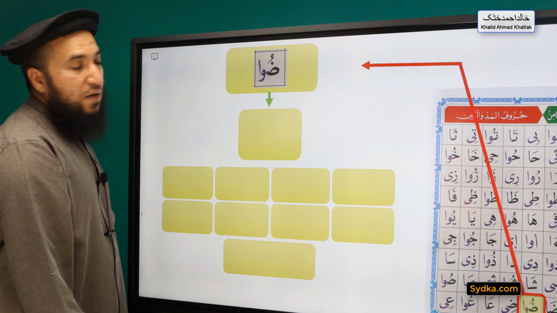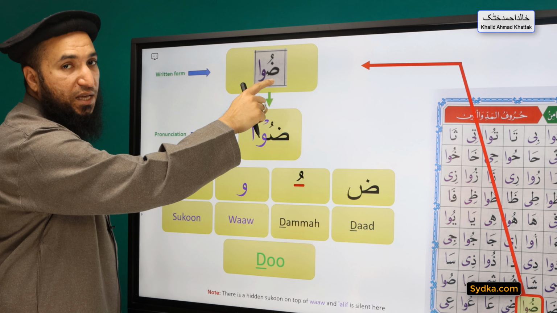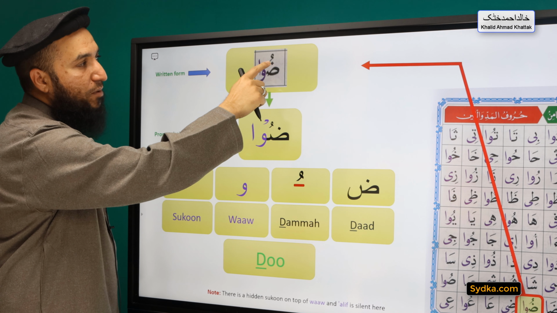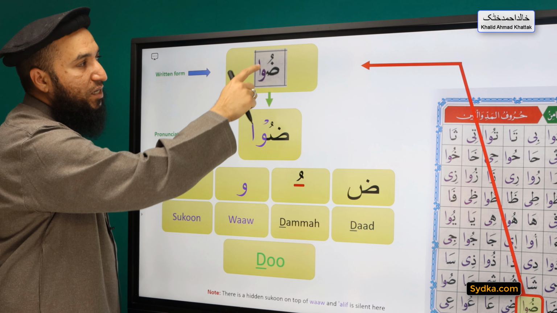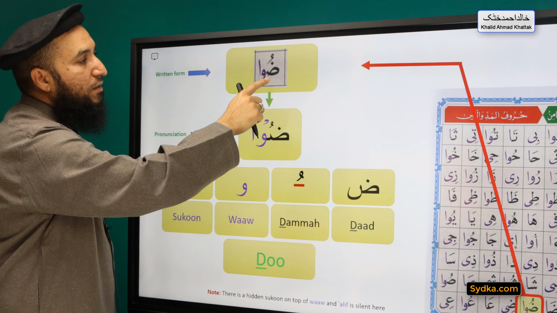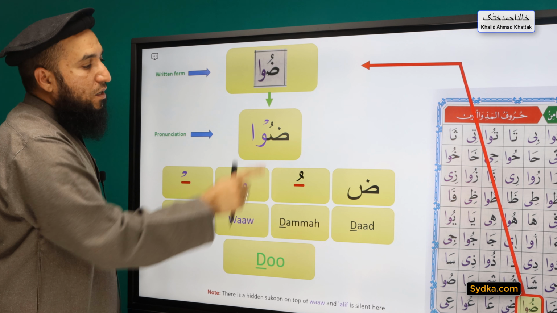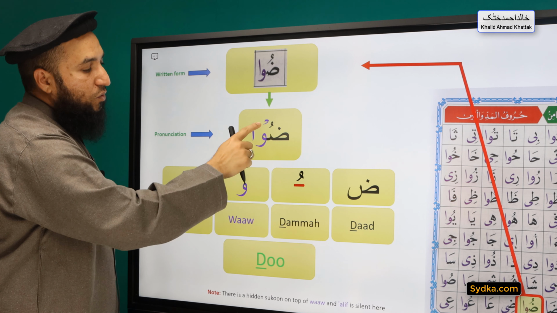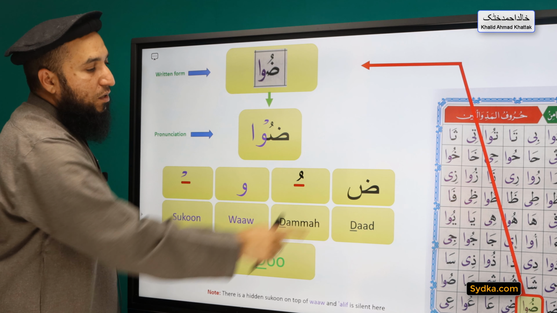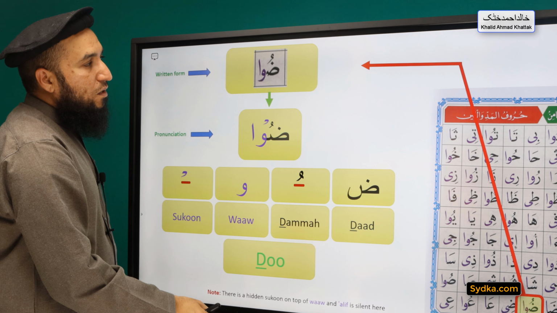The next syllable we have is Dad Dhamma Waw Sukoon. Dad is a heavy letter, it has Dhamma on top of it, it is followed by Waw. Waw has hidden Sukoon, and this Alif is silent. Dad Dhamma Waw Sukoon, Du.